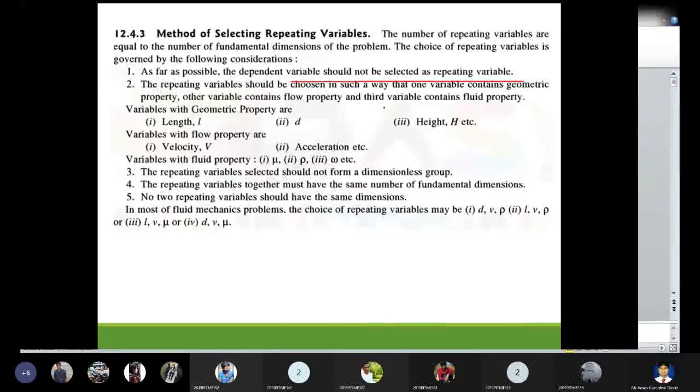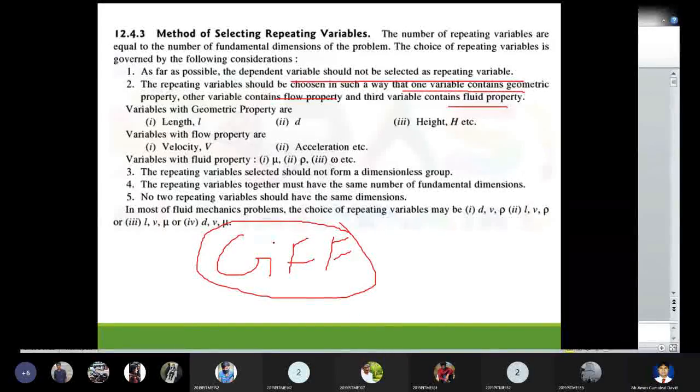The second condition is that the repeating variables should be chosen in a way that one variable contains a geometric property, one a flow property, and one a fluid property. I told you GFF, which means good friend forever. Remember this term: G stands for geometric, flow, and fluid. Examples of geometric properties are length, diameter, and height; velocity and acceleration for flow property; and for fluid property, it is viscosity, density, and angular velocity.